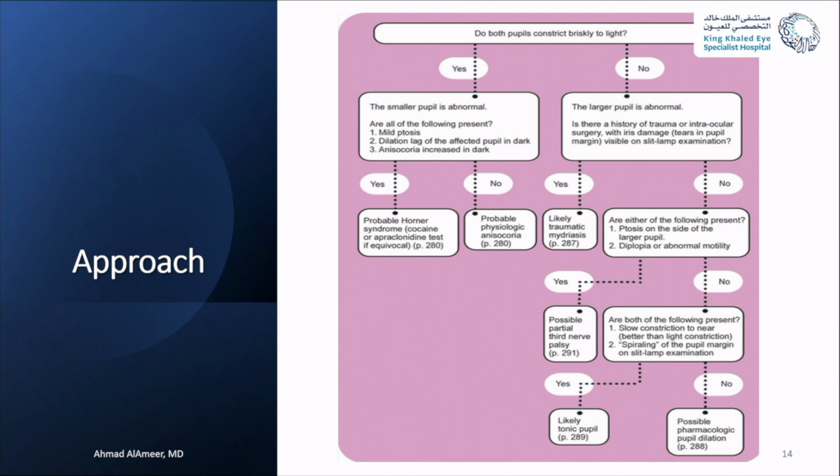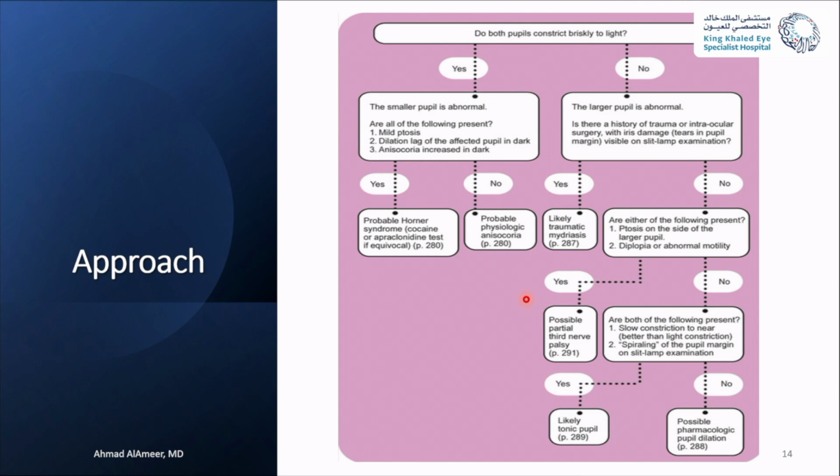What if you shine the light into one eye and it's fixed dilated? Then this is the abnormal one. Okay? Look for history of trauma, surgery, do slit lamp examination. If you see signs of trauma, it's likely to be traumatic. If you don't see any signs of trauma and no previous surgery, then look for ptosis, look for the extraocular motility. If there is diplopia or extraocular motility limitation, or there is ptosis, then it is, what? Third nerve palsy or partial third nerve palsy.